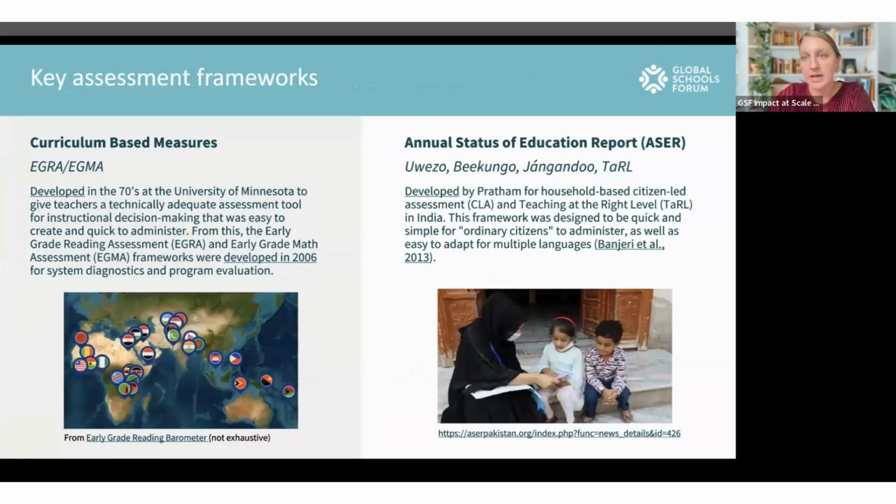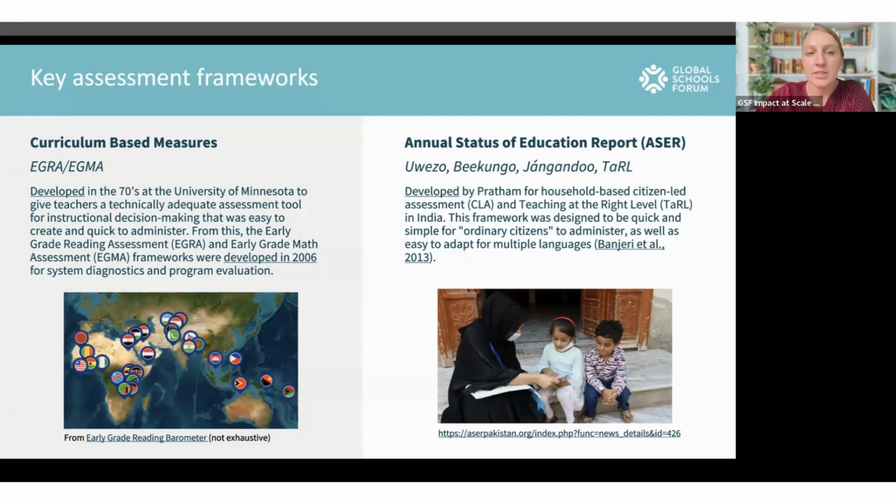For the rest of this time, we're going to talk about two specific assessment frameworks that have been used extensively all over the world to measure foundational literacy and numeracy. The first is the Early Grade Reading and Math Assessments, which are examples of curriculum-based measures. This type of assessment was first developed in the 1970s at the University of Minnesota. The idea was to give classroom teachers a tool that could help them make accurate instructional decisions using mostly materials that they already had in their own classroom.